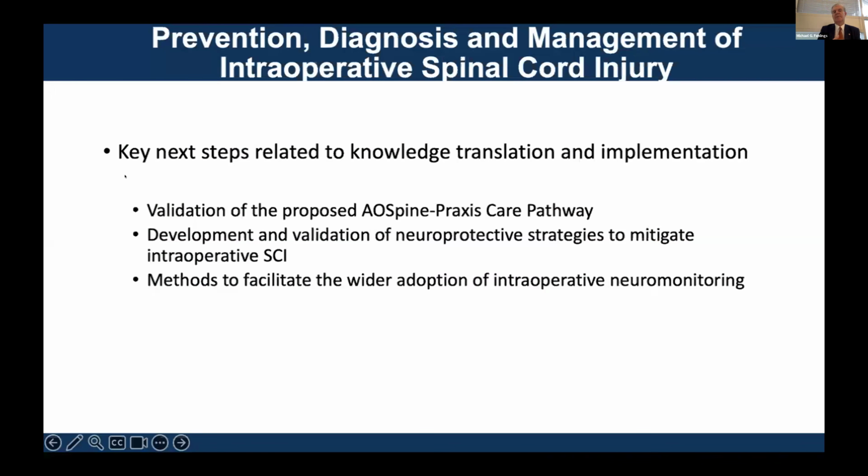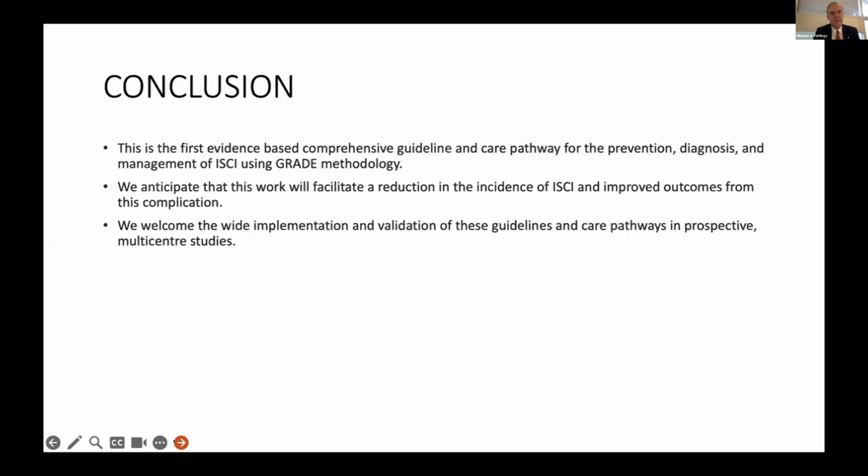So the key next steps are those related to knowledge translation, implementation. So we're hoping that people will consider the adoption of the proposed AO Spine PRAXIS care pathway and perhaps modify this and validate this through prospective studies. I think there is a need to develop and validate neuroprotective strategies to mitigate intraoperative spinal cord injury. And I think we recognize that there are challenges in certain areas of the world. Even where I work in Canada, not all hospitals have intraoperative neuromonitoring available. So methods to look at the wider adoption and availability of intraoperative neuromonitoring.